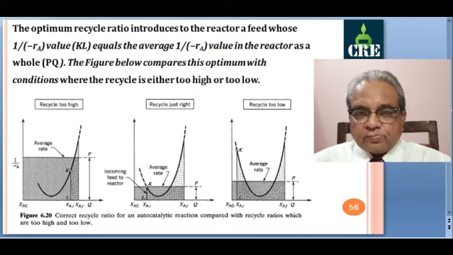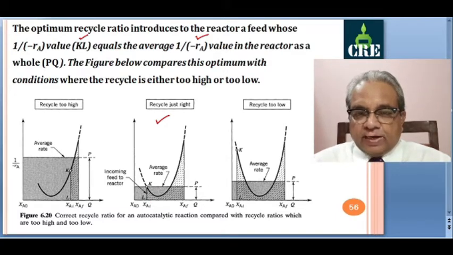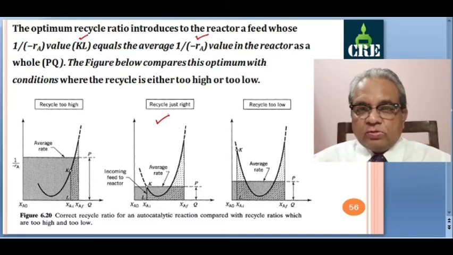Now we will see these conditions. Here you can see this is some intermediate condition where recycle is just right. Recycle is just right means optimum recycle ratio introduced to the reactor feed, whose 1 upon minus RA value, this segment KL, equals 1 upon minus RA value in the reactor, segment PQ. Now you can see here this segment PQ is equal to segment KL at this value of XAI, this intermediate. These two are matching. That means we say the optimum recycle ratio is the best or just right.